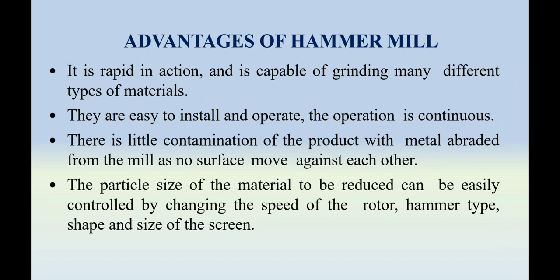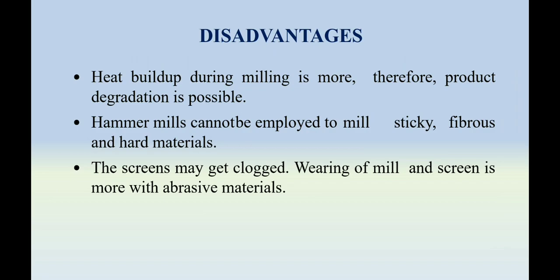Next, the hammer mill occupies a small space. It is versatile, that is, the speed and screen can be changed rapidly. As it is operated in a closed environment, dust can be reduced and explosion hazards can be prevented. So these are the basic advantages of the hammer mill. Now we will talk about the disadvantages.